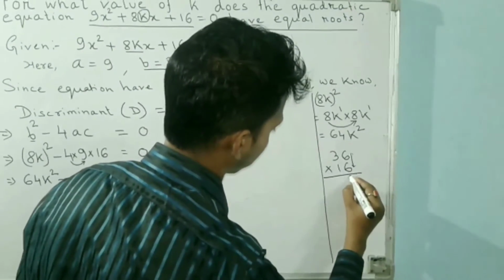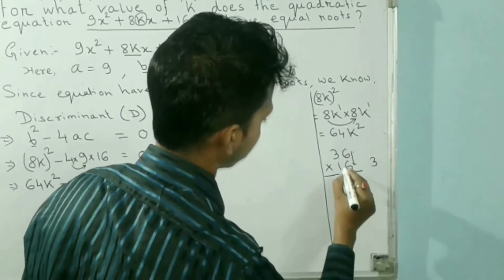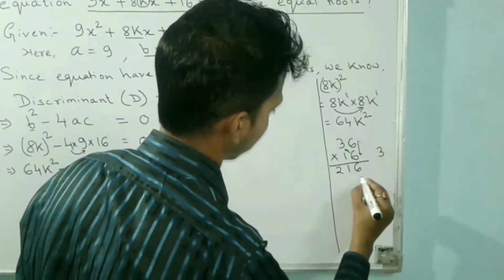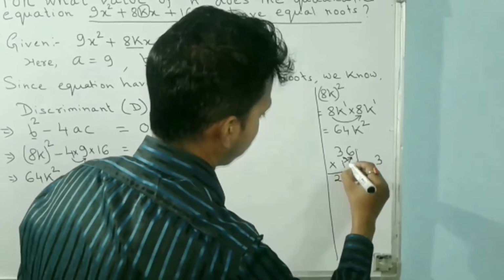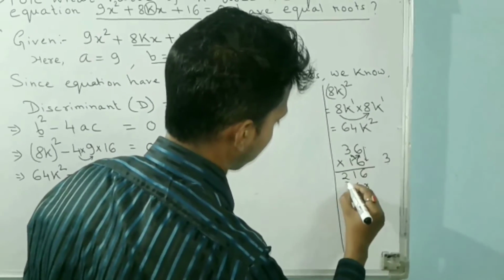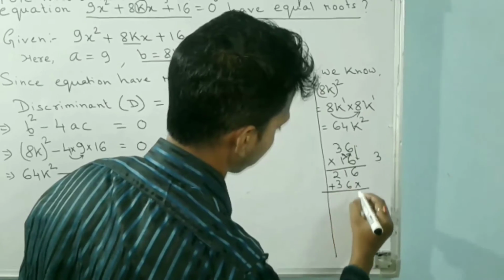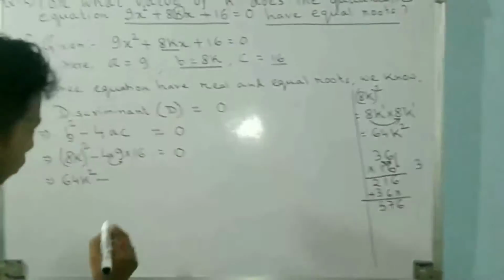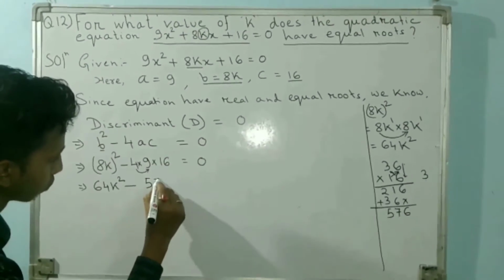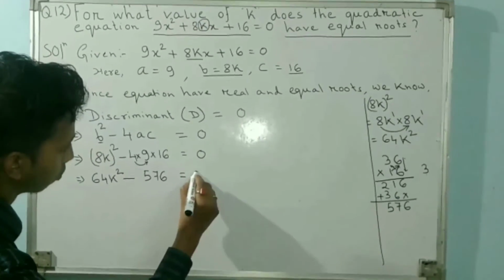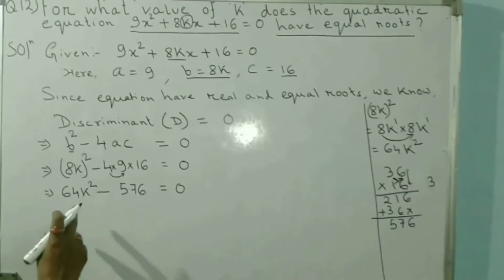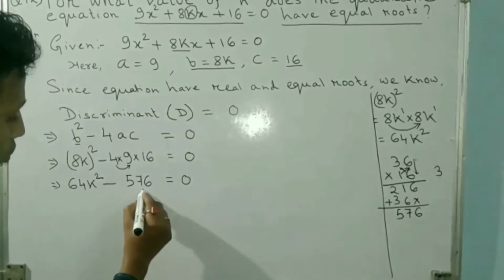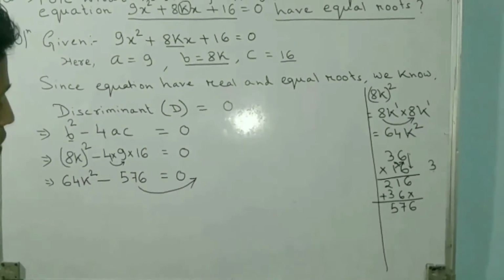6 into 6 is 36, 6 carrying 3. 3 sixes are 18, 18 plus 3 is 21. 1 into 6 is 6, 3 into 1 is 3, plus 6 is... 3 plus 6, 7... 3 plus 2, 5. So we got 576 equals to 0. Now since we have to find the value of k, this number 576 we have to shift to the right side of the equation.